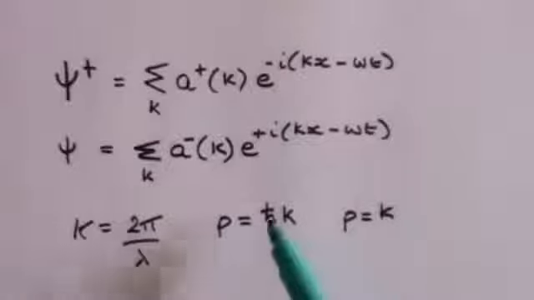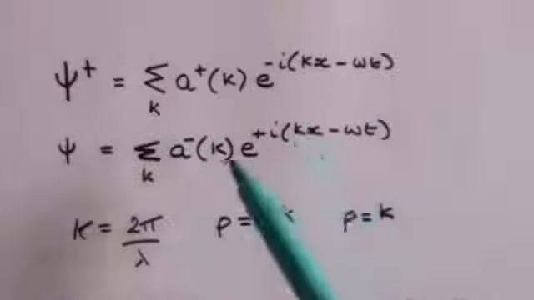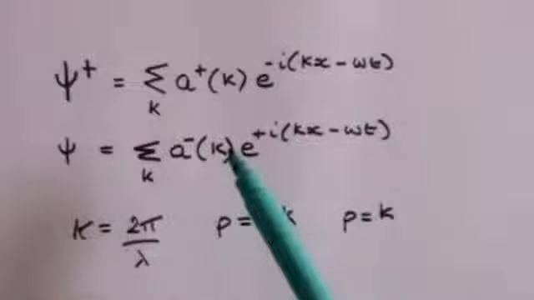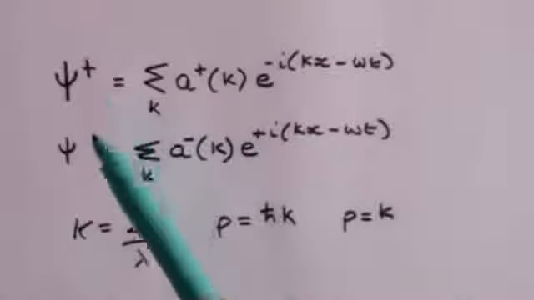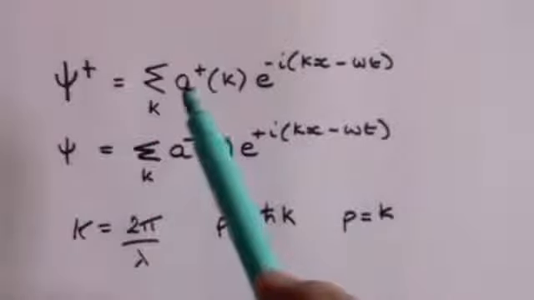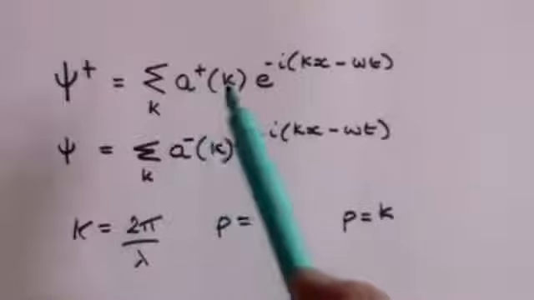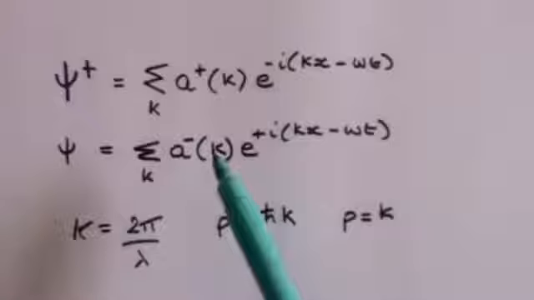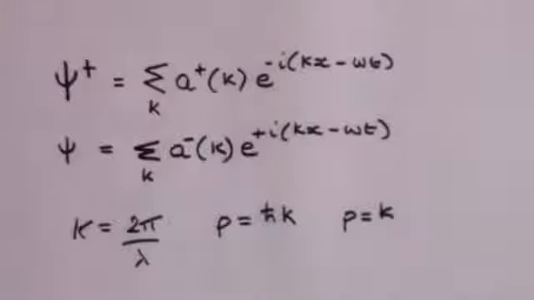If you set h bar equal to 1, then p equals k, and that means that this term k here and this term k here are really just proxy terms for momentum. So what these field operators are doing is essentially creating a particle with a momentum k, or annihilating a particle with momentum k. So let's now consider particle scattering, and I'm going to draw what's called a space-time diagram.